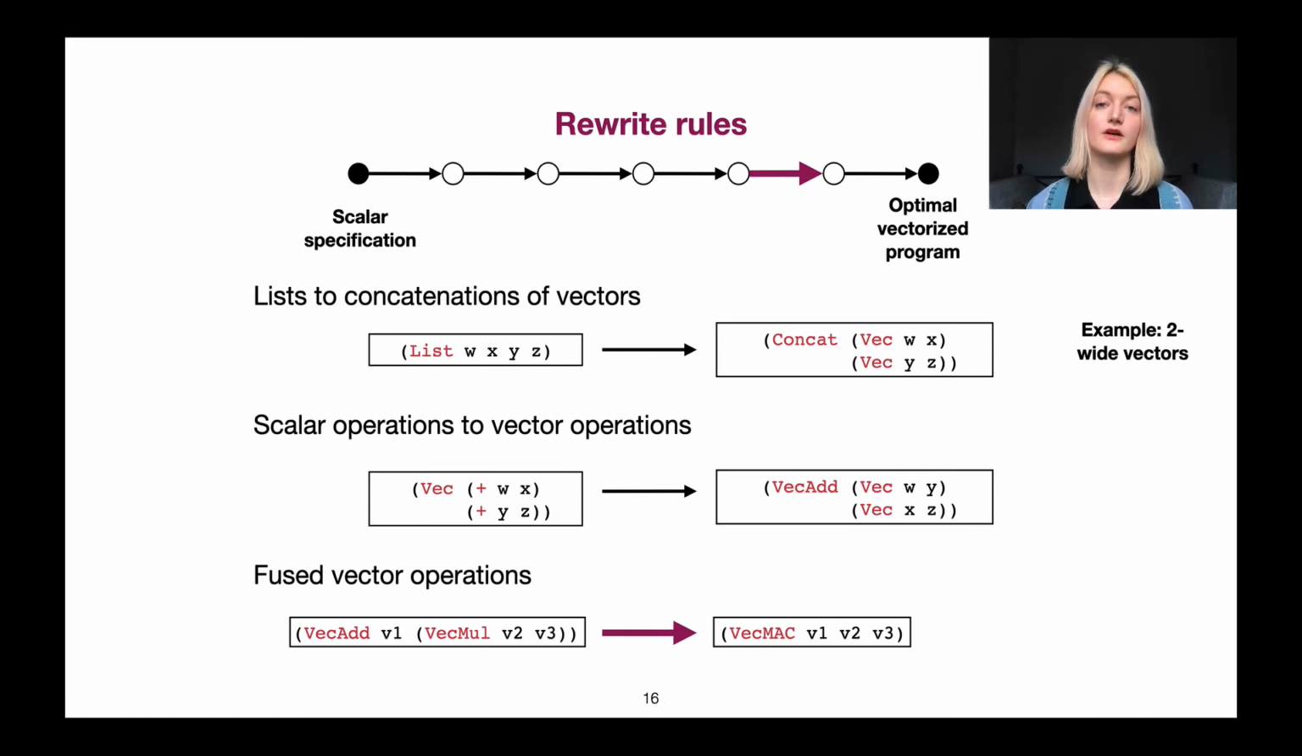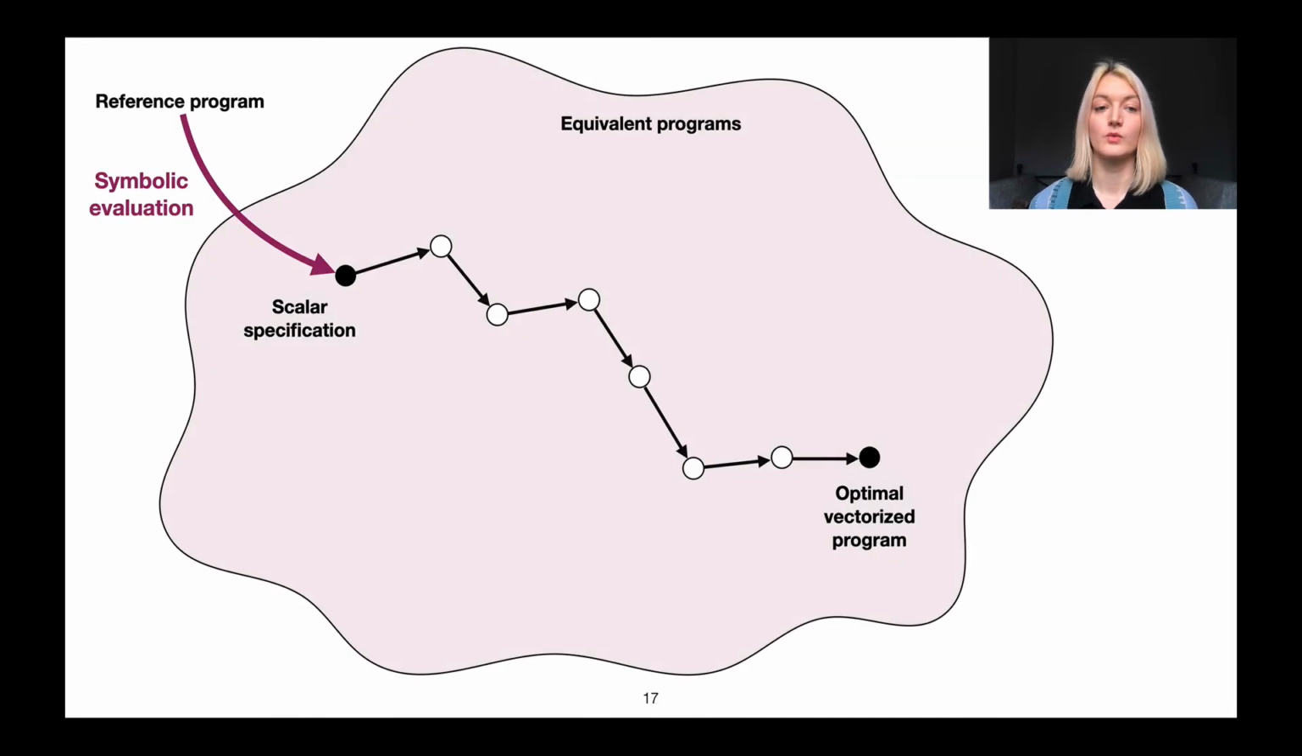This brings us to a core challenge in compilers though, which is the phase ordering problem. How do we know the order in which to apply the rewrites to get to some optimal program? We can view both the scalar spec and the vector program as existing in a large space of equivalent programs, where our entry into the space is via symbolic evaluation on the reference program.